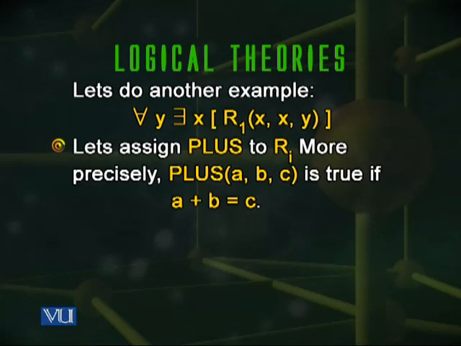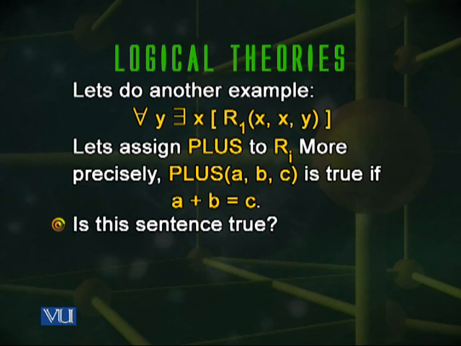So let's say that R1 is going to be assigned the relation plus. More precisely, let us assign plus to R1. Plus of a, b, c is going to be true if a plus b is equal to c. Then is this sentence true? What is this sentence saying? For all y, there exists an x such that x plus x equals y. So, in other words, is it true that for every number y, you can find a number x such that x plus x is equal to y? Is it true for every y?